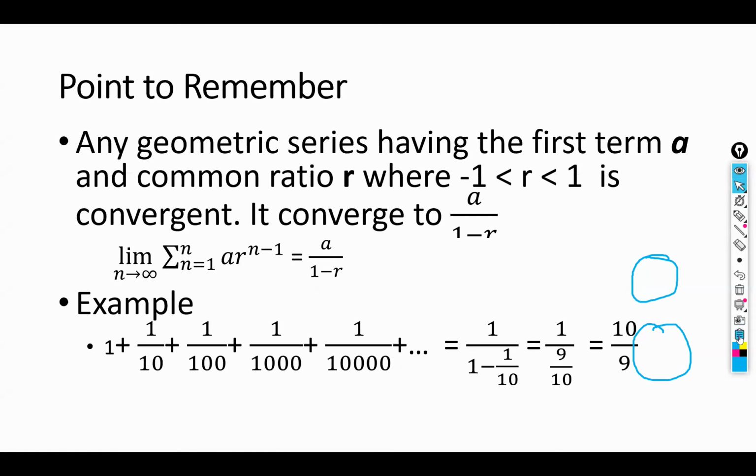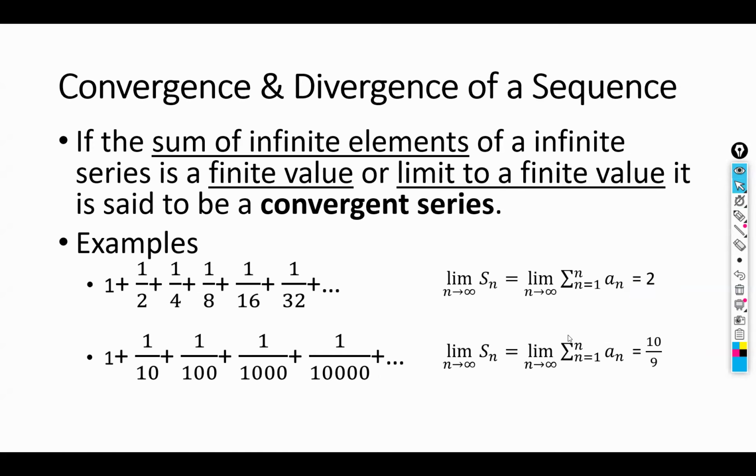Right. So maybe you are wondering how do you say that this is 2? For your information, this is a very special type of series. This is a geometric series. You can see this divided by this is half. This divided by this is half. This divided by this is half. Right?